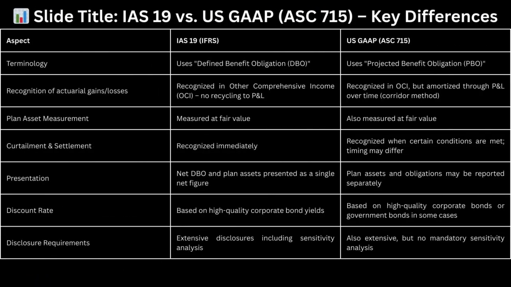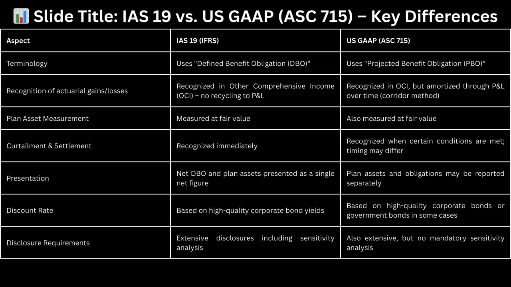Let's compare IAS 19 with US GAAP, or ASC 715. While both deal with employee benefits, key differences exist. For example, under IAS 19, actuarial gains and losses are permanently recognized in other comprehensive income. In contrast, US GAAP allows amortization of these gains and losses through profit or loss using the corridor method.